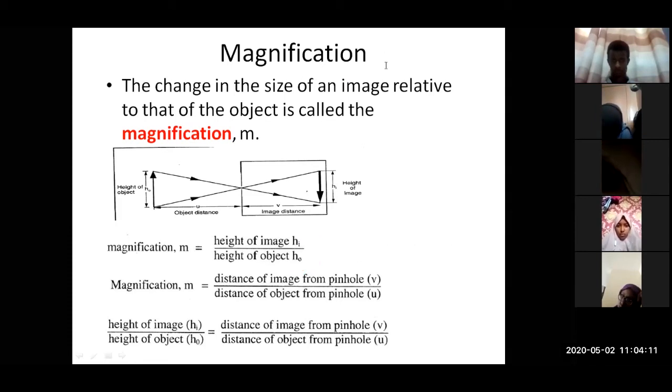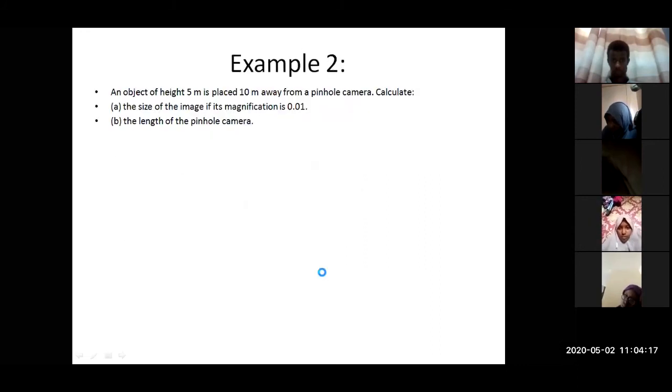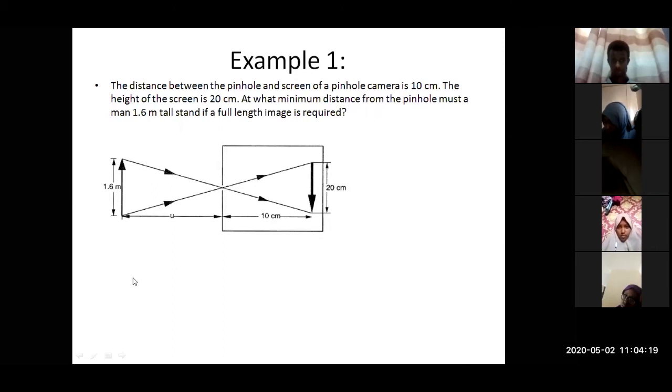That's a point I was forgetting. It's very important to know that magnification has no units because it's a ratio. So from this example, once you write he/ho is equal to v/u, you'll be able to work out and get the answer.